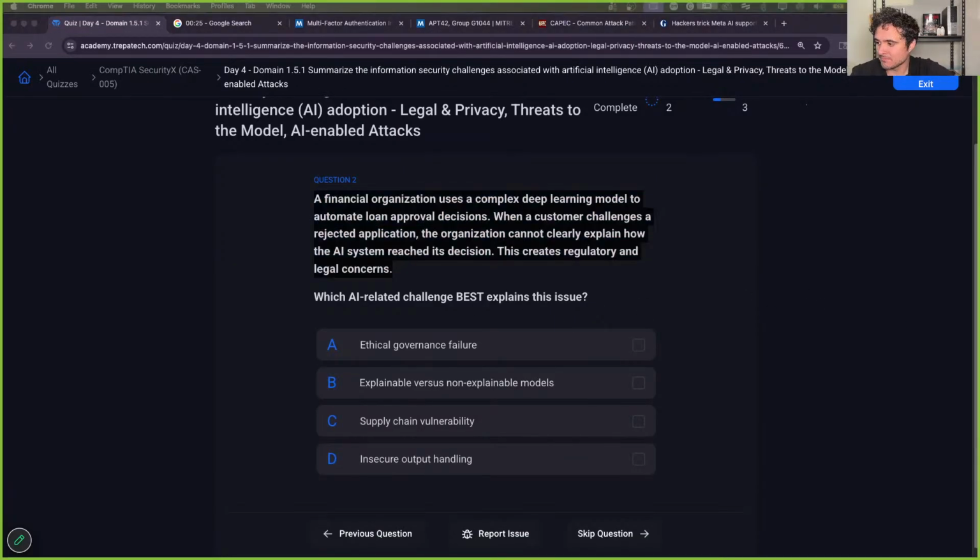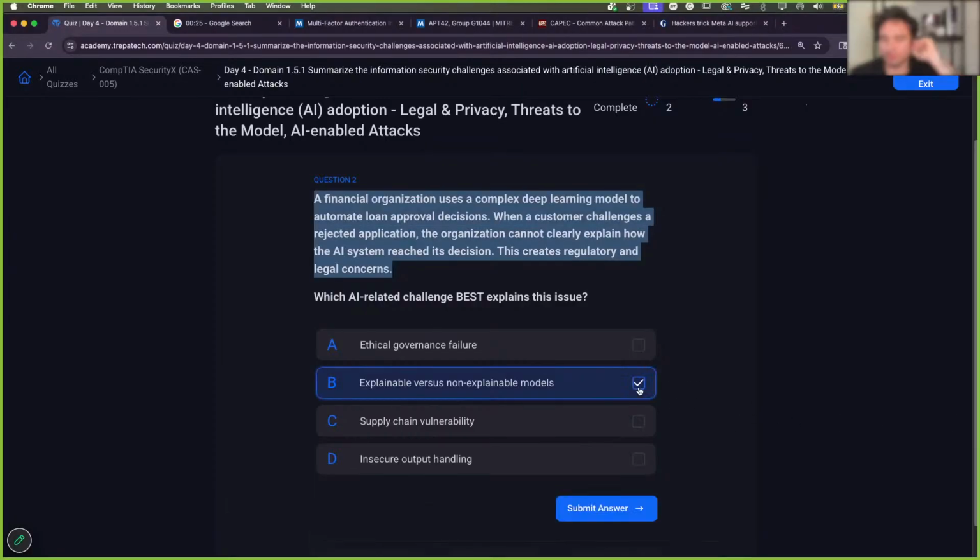Question 2. A financial organization uses a complex deep learning model to automate loan approval decisions. Oh, that's good too, right? When you take the human element out of things like that, which is happening all over. When a customer challenges a rejected application, the organization cannot clearly explain how the AI system reached its decision. This creates regulatory and legal concerns. Which AI-related challenge best explains this issue? So that's going to be explainable versus non-explainable models.